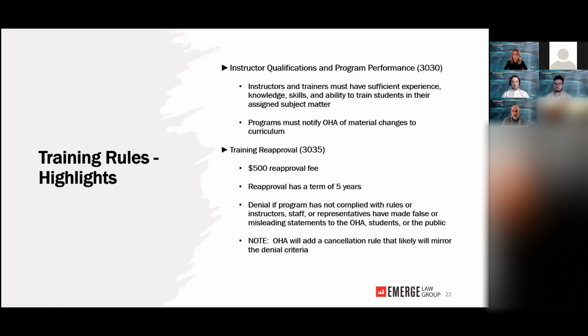Qualifications and performance. This is also, I think, pretty straightforward. Trainers must know what they're doing, have some experience, knowledge, skills. How you, on the front end, display or convince the OHA that you have the knowledge and skills is kind of an interesting question, but there you go. You've got experience, knowledge, and skills, and there's a notification process.